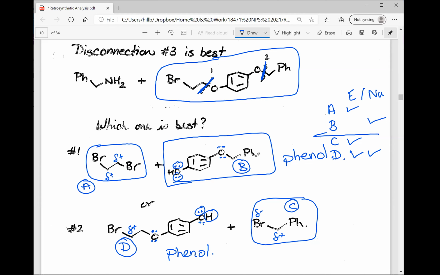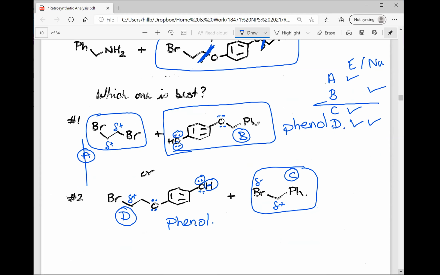There's nothing to stop it from reacting with itself. So here we would run into some problems where, once you deprotonate here, if there's another molecule of this in the reaction flask, it could react with itself. So you could get some coupling. Disconnecting one would be the far better connection between the two. So that's basically where I was going with that.